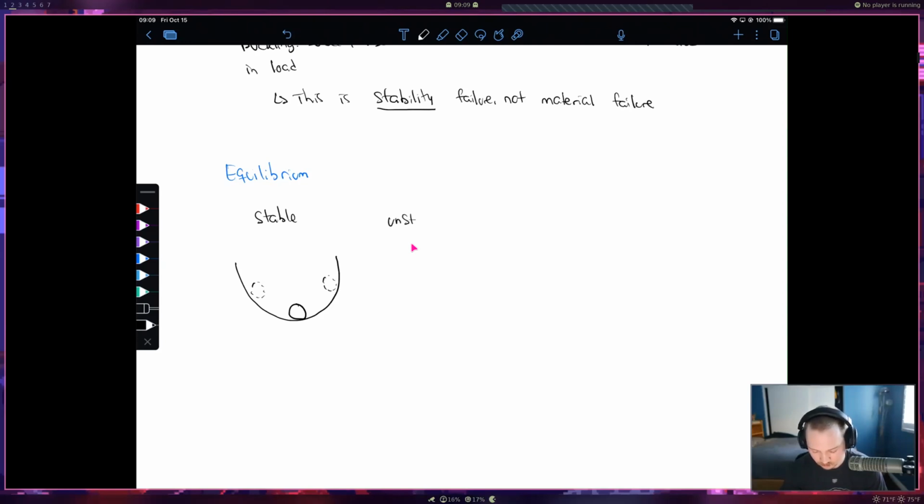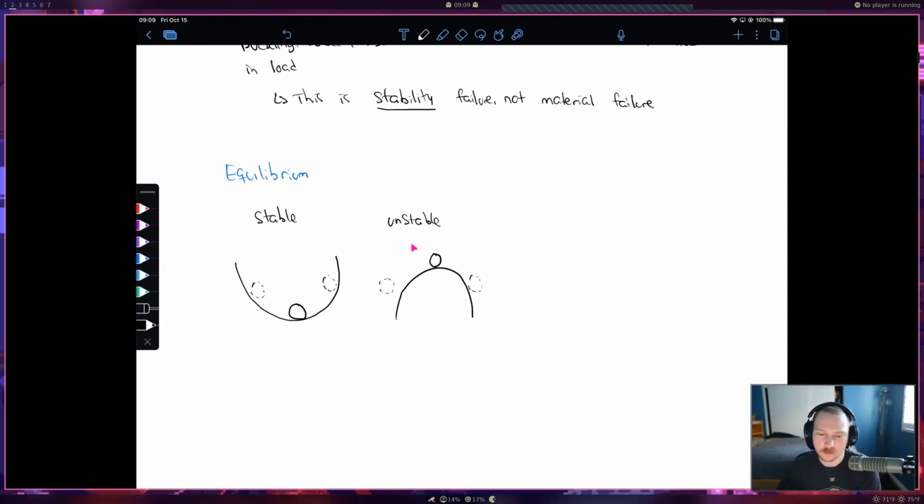Next one is unstable. If we're in an unstable system, if I move this ball to the left or to the right, well, it's just going to fall off, right? So there's our ball falling off the side of the slope.